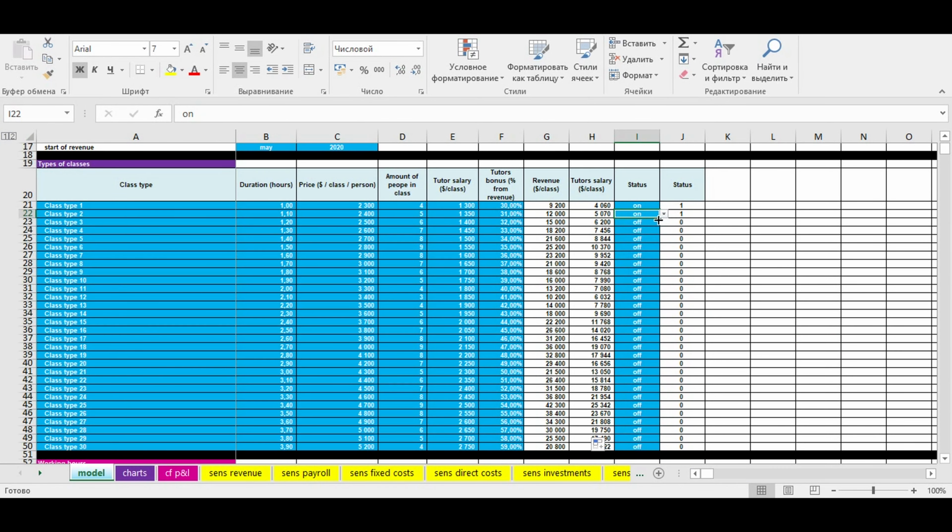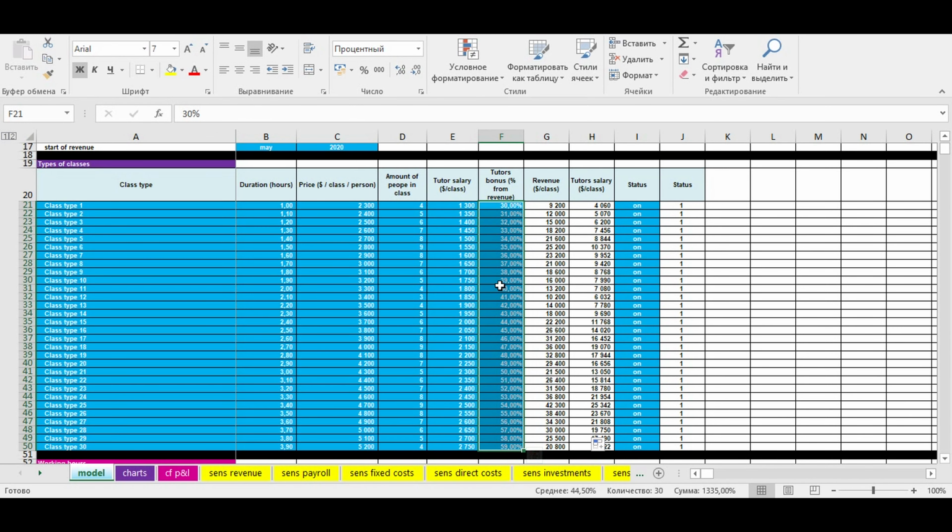When we are ready with naming our dance groups, we mention the duration of each class in hours. Then, we specify the pricing strategy. We set up the price per person per one class. After that, we set the amount of people in a class during one lesson. Then, we set the salary of a tutor per one lesson. Our tutor may have an additional bonus from revenue from this lesson, so here we specify this bonus.